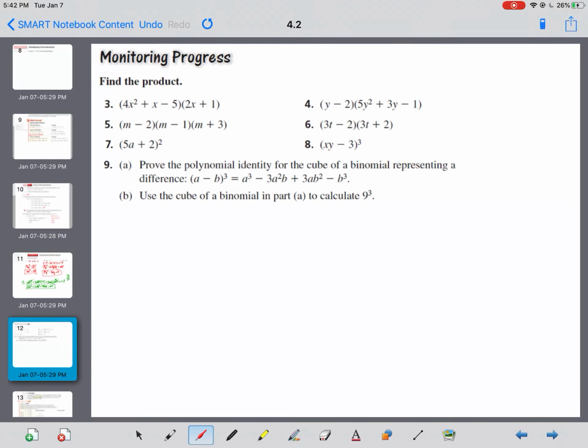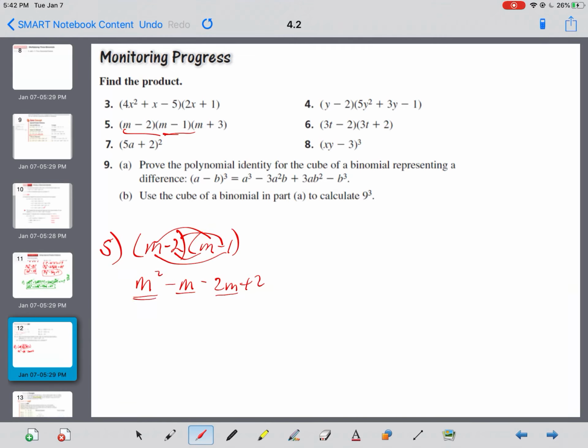Number 5, we've got to do 3 of them together, so do 2 at a time. Use these 2: m minus 2 times m minus 1. M times m is m squared. Negative m. Negative 2m. Positive 2. M squared minus 3m, like sign, going to combine, plus 2.